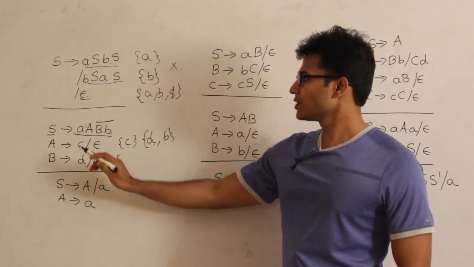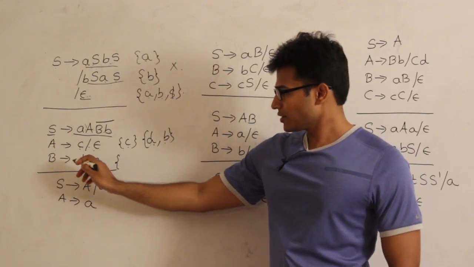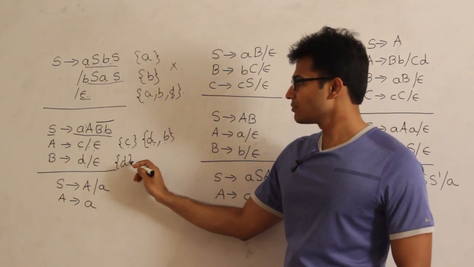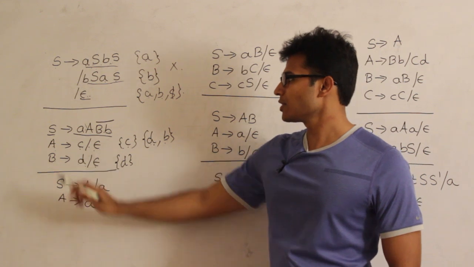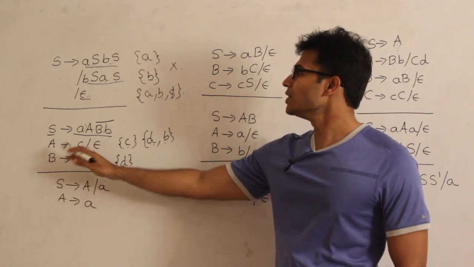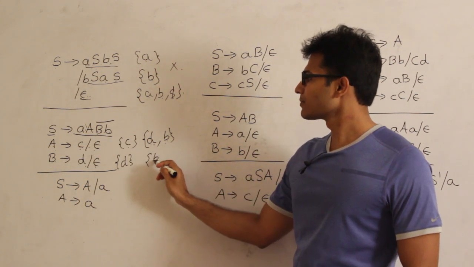Fine. What about this one? This first production has to be kept under D column, and the second production has to be kept under follow of B. What is follow of B? Small b.